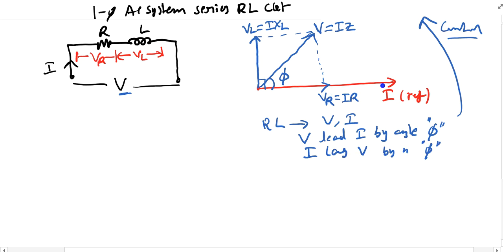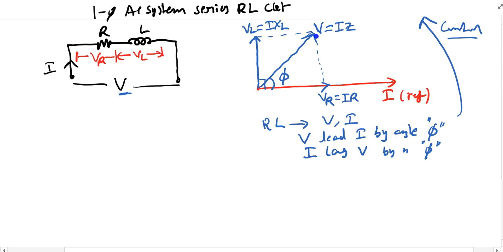This is my reference current. With respect to this reference current, the voltage has gone ahead by the angle phi. So the voltage leads the current by phi, or my current lags voltage by phi. That is the case for an RL circuit. But if it is a purely inductive circuit, my current lags voltage by 90 degrees. That is the information you need to understand here.